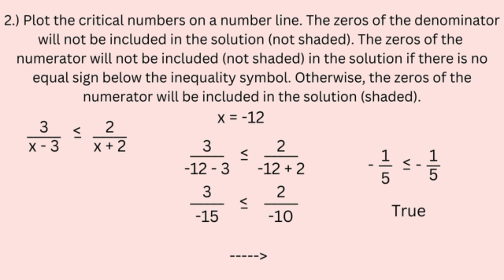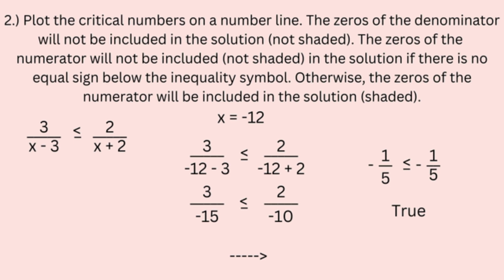The zeros of the numerator will not be included, or not shaded, in the solution if there is no equal sign below the inequality symbol. Otherwise, the zeros of the numerator will be included in the solution. To know if a critical number is part of the solution, substitute the critical numbers into the original inequality. In step 1, we identified that the critical numbers are x equal to -12, -2, and 3.